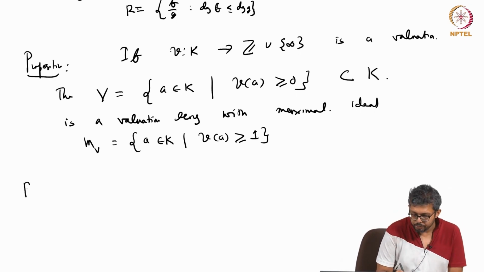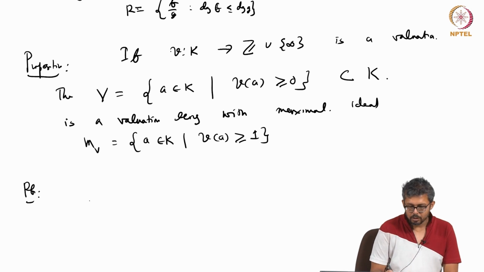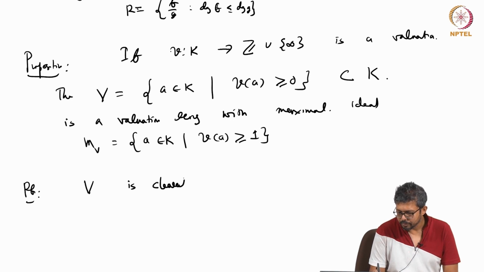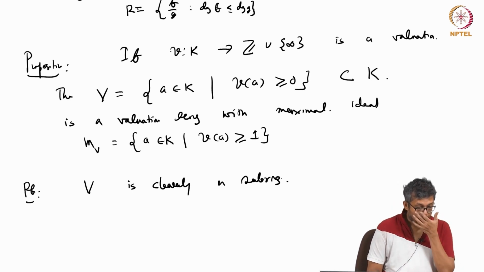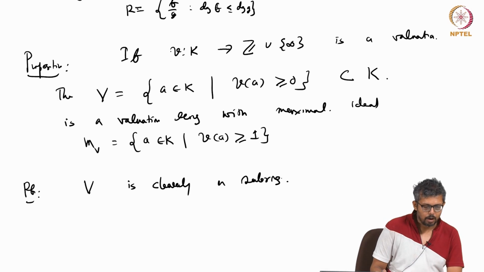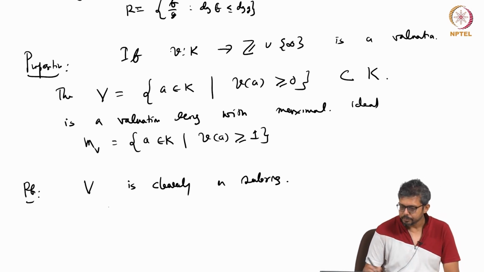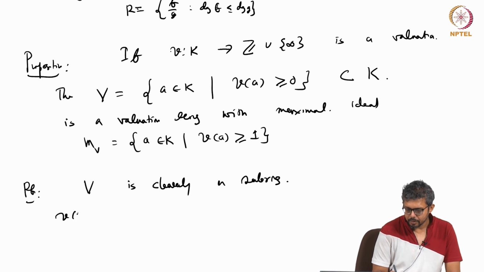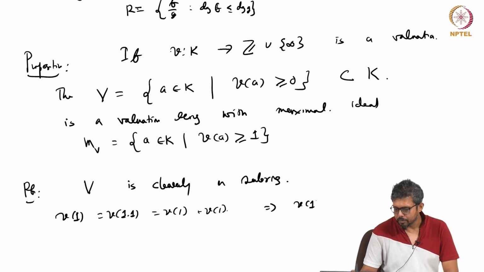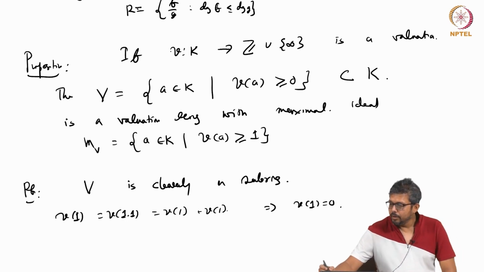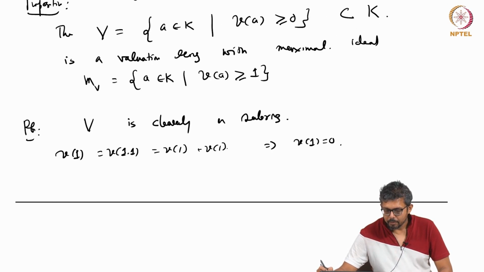So, this is a quick proof. First of all, V is clearly a subring. This is obvious. And it is a subring which contains 1 because V of 1 is 0, right? V of 1, which is nothing but V of 1 times 1, so V of 1 plus V of 1. So this will imply that V of 1 is 0, right? Because of the multiplicative structure.